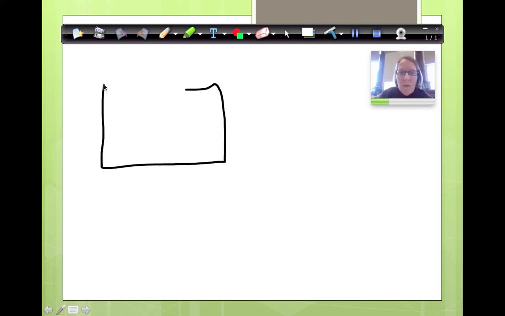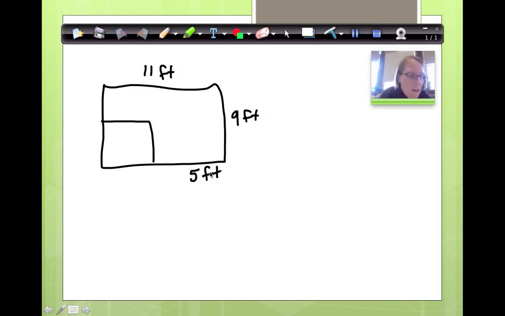It's a rectangle, and it has a box taken out of it. Okay? And it says that this is 11 feet. And it says that this is 9 feet. And it says that this part right here is 5 feet. But this side is blank feet, and this side is blank feet. They didn't tell you that, but they did tell you that this is 4 feet.